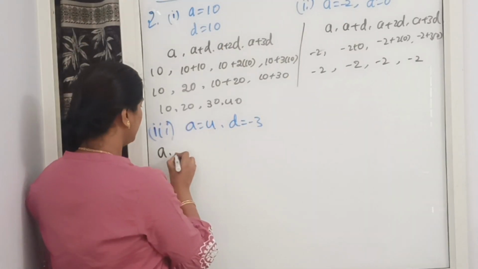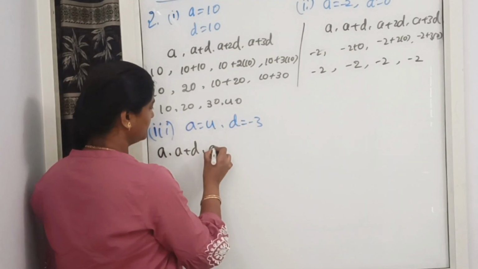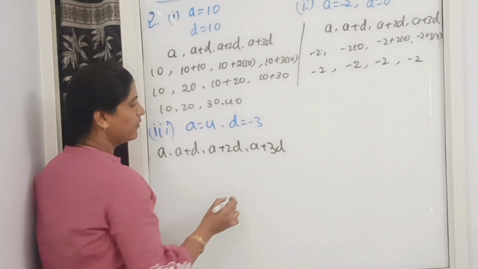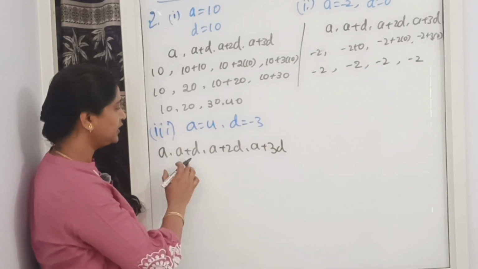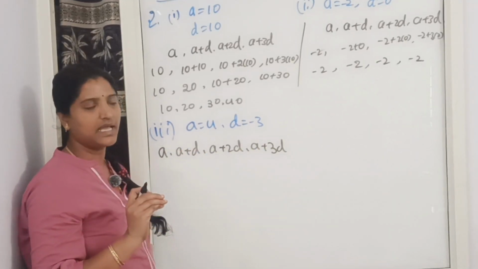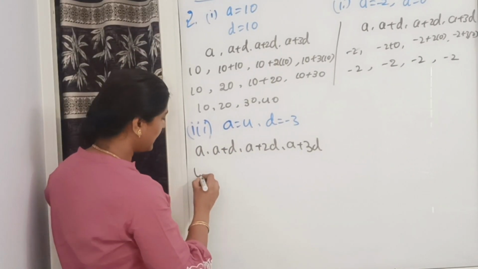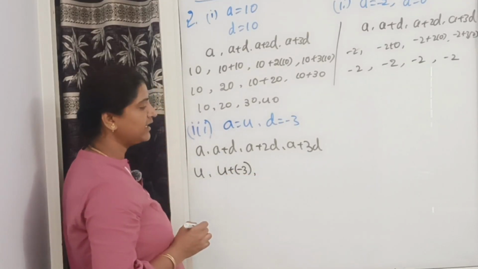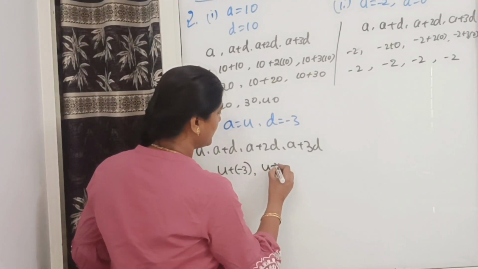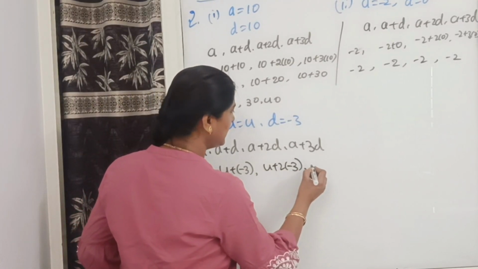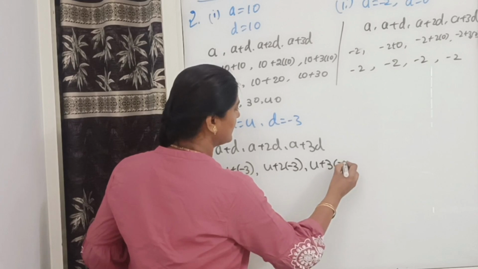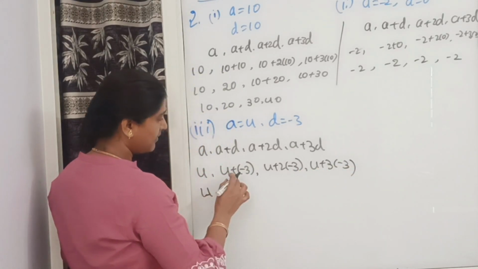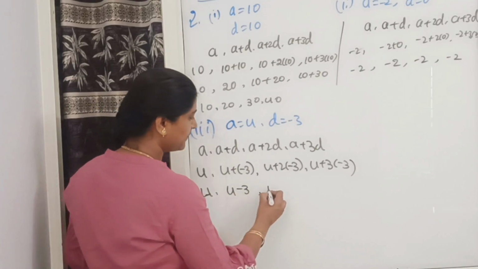Okay, the general formula. Why did I stop here only? Because 1, 2, 3, 4, only 4 terms they asked. What is A? 4. Wherever the minus is there, you can write it with the bracket. 4 plus minus 3, 4 plus 2 of minus 3, 4 plus 3 of minus 3.